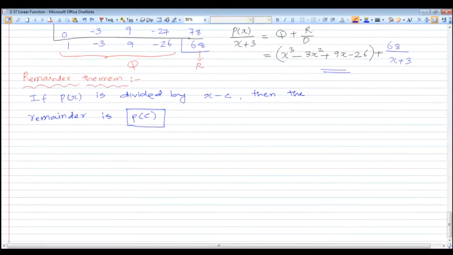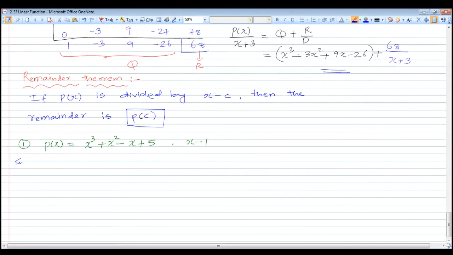Now I will take a simple example, thereafter we will discuss the main problem. Suppose I have a polynomial p of x equal to x power 3 plus x square minus x plus 5, divided by x minus 1. So according to synthetic division, how will you calculate? I have to calculate the remainder, right? Here everything is there, no missing term: x power 3, x square, x and 5, right? So I write it here.